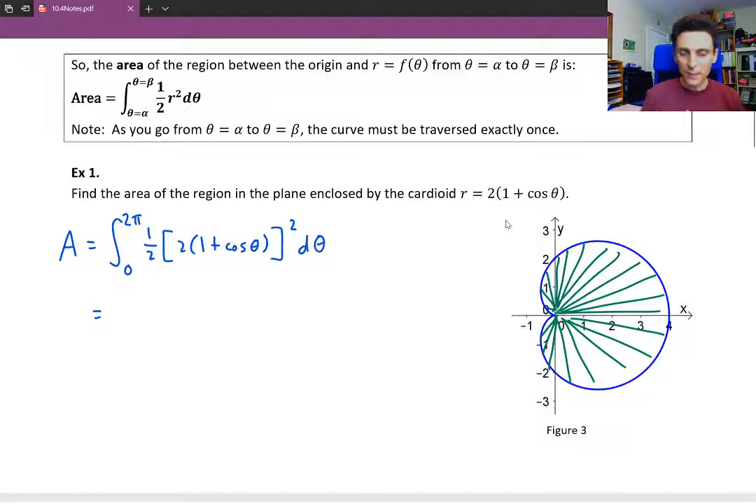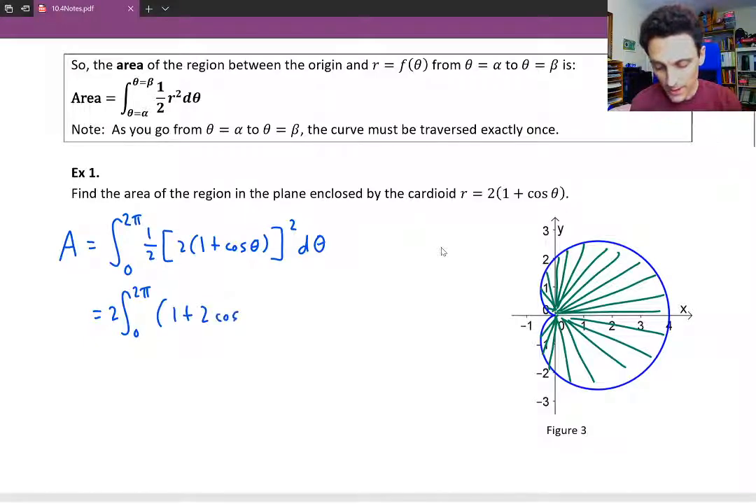I'm just going to take a couple of steps here to remind you how you can evaluate one of these integrals. For one thing, if you look at the 2 squared, that's going to give you 4, times 1/2 gives you 2. So you have the integral from 0 to 2 pi. You can put the 2 out here if you like. And then if you square the 1 plus cosine theta, you're going to get 1 plus 2 cosine theta plus cosine squared theta, d theta.